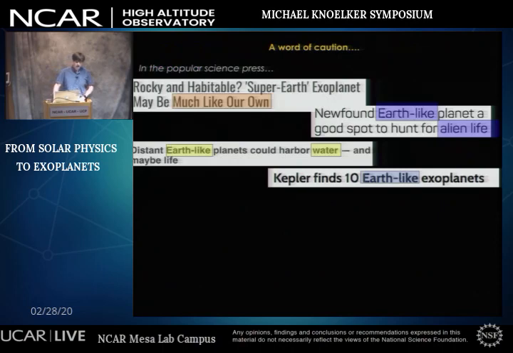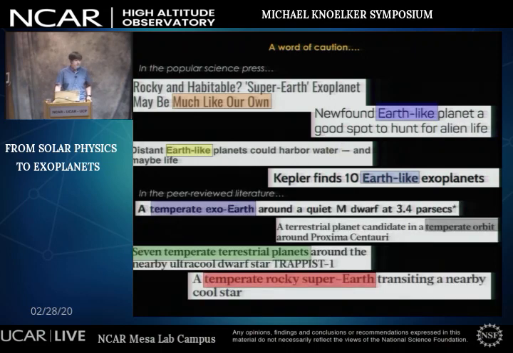So first, a word of caution about all the terrestrial exoplanets you see in the news. In the popular press, in your favorite mainstream media source, you'll see headlines much like our own: Earth-like, alien life, water, Earth-like, Earth-like. And then, so you don't trust the mainstream media, of course, you look at Nature magazine for their headlines, and you see the peer-reviewed journal articles: temperate exo-Earth, temperate orbit, 7 temperate terrestrial planets, temperate. It's a pet peeve word of mine at this point.